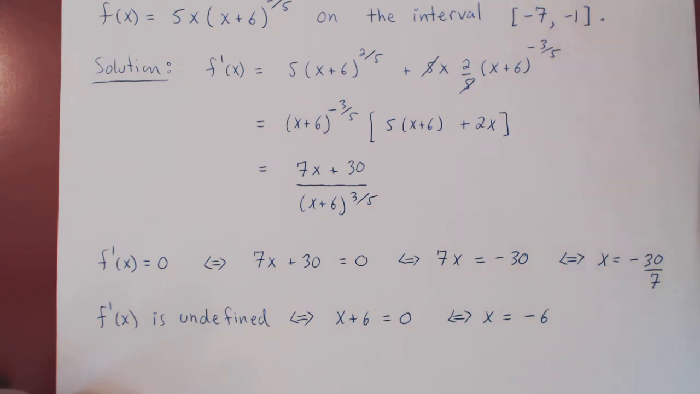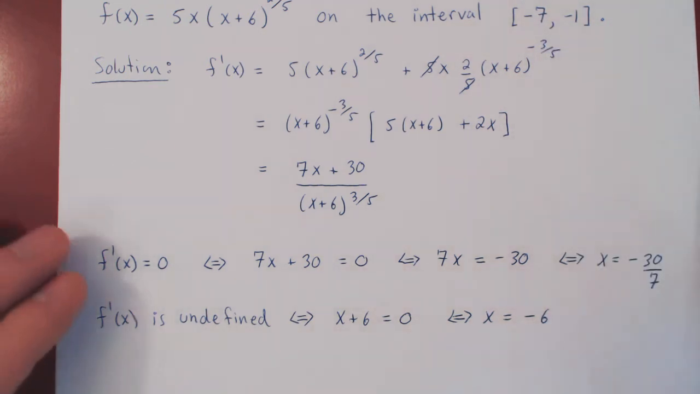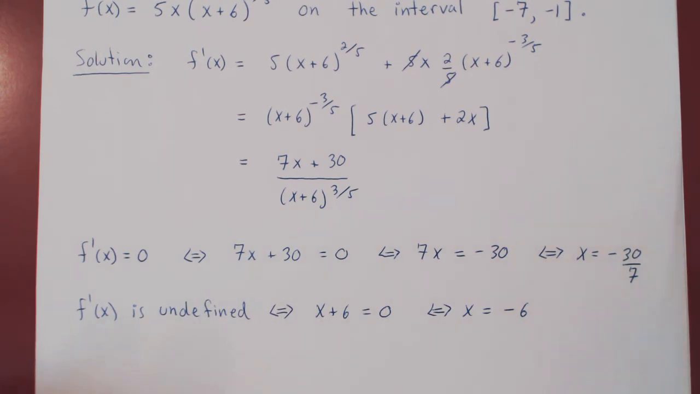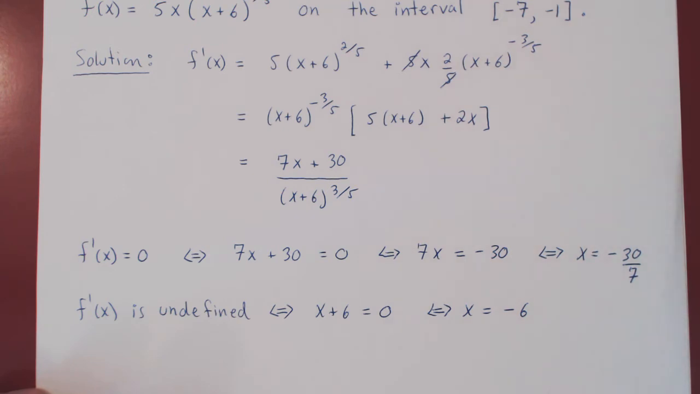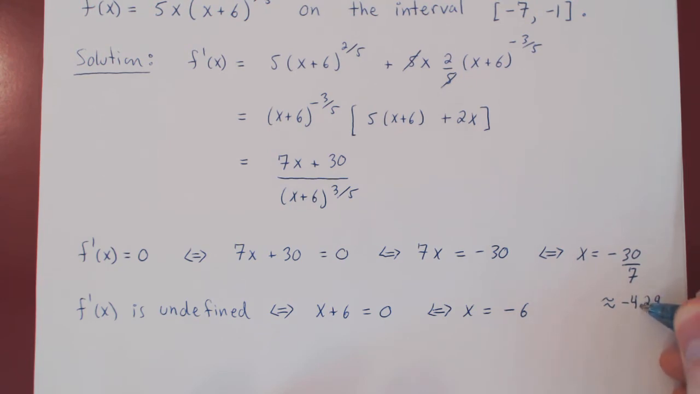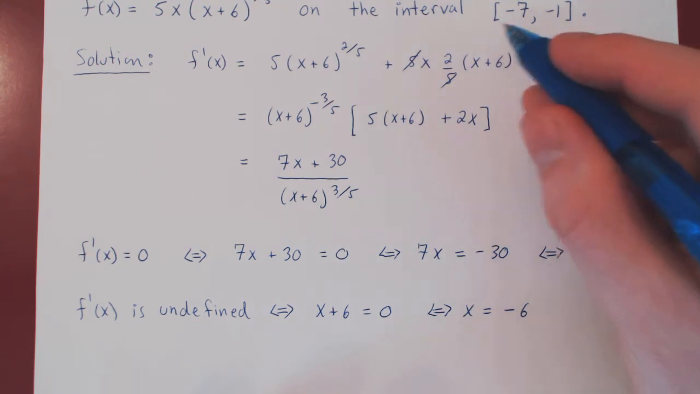And now we can construct our table of values. We have our two endpoints, our two critical points, and notice that both critical points are inside the interval. It is possible sometimes that you have critical points outside of the interval, and then you would simply reject those points. Negative 30 over 7, if you compute this, is approximately negative 4.29, which is inside of our interval.